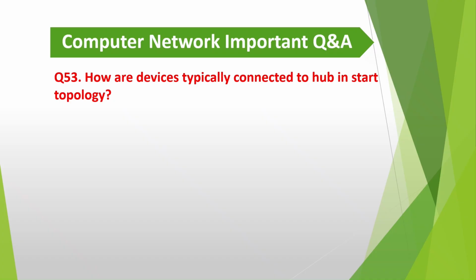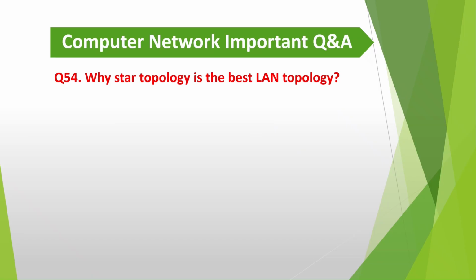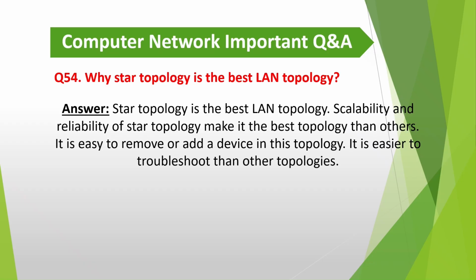Question 53. How are devices typically connected to hub in star topology? Answer. The devices are typically connected to the hub with unshielded twisted pair, UTP, in star topology. Question 54. Why star topology is the best LAN topology? Answer. Star topology is the best LAN topology. Scalability and reliability of star topology make it the best topology than others. It is easy to remove or add a device in this topology. It is easier to troubleshoot than other topologies.